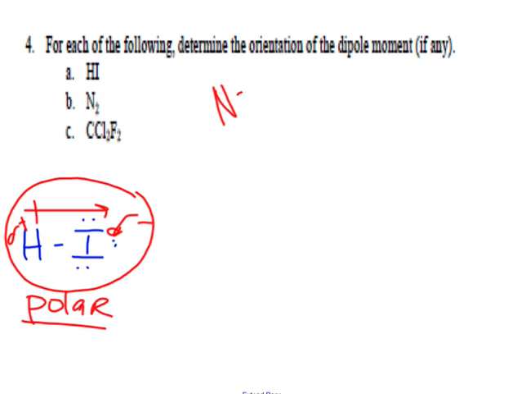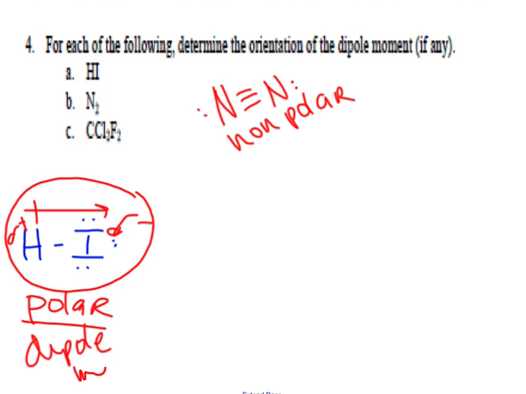N2, we're going to relearn tomorrow how to do these Lewis structures, but it's a triple bond and it looks like that. Is there a dipole moment here? No, it's a nonpolar bond. Only two things are attached. So this is a nonpolar molecule. So there's no dipole moment. Polar molecules have dipole moments. Nonpolar molecules do not.